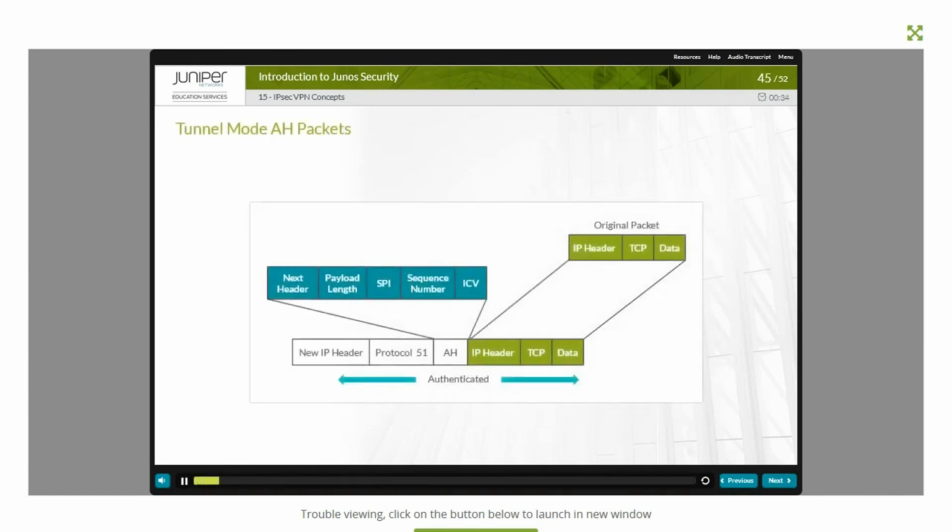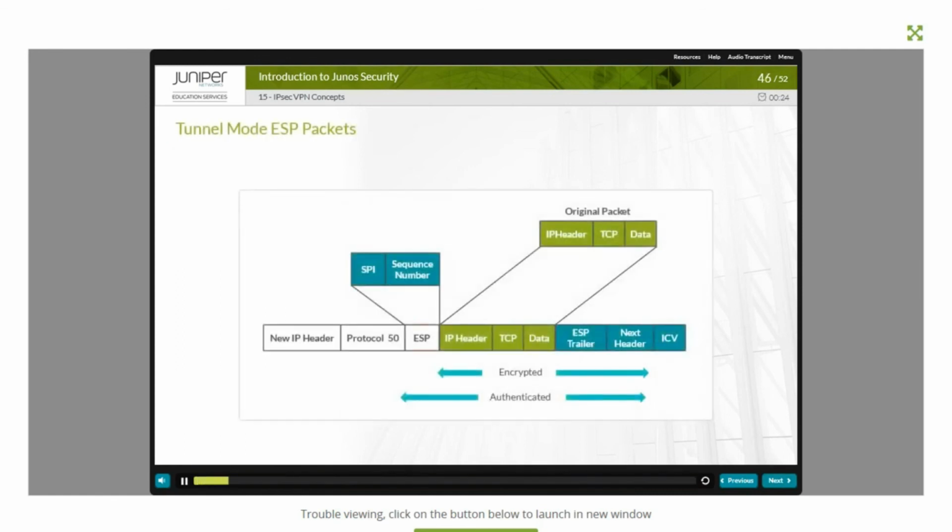In tunnel mode, AH authenticates only the immutable fields in the IP header. Fields like time to live or TTL and type of service or TOS change during packet transit, so these fields do not receive authentication. The new IP header contains protocol number 51, signifying AH. The AH header contains the following items: next header, payload length, SPI, sequence number, and integrity check value or ICV. Click each item to learn more.